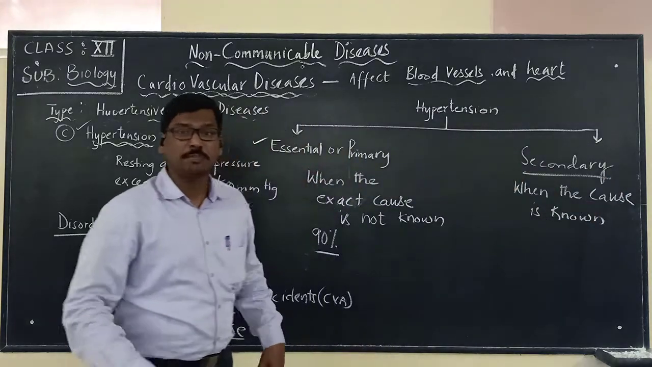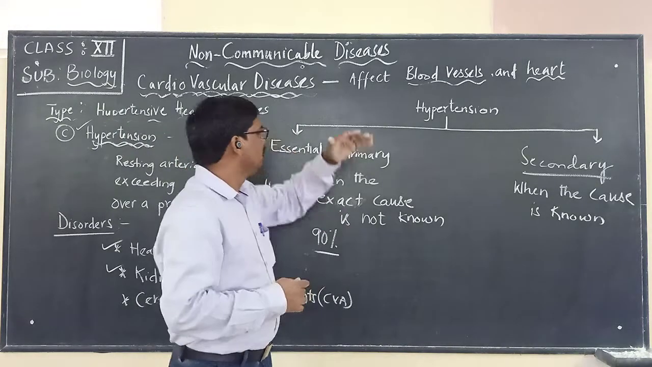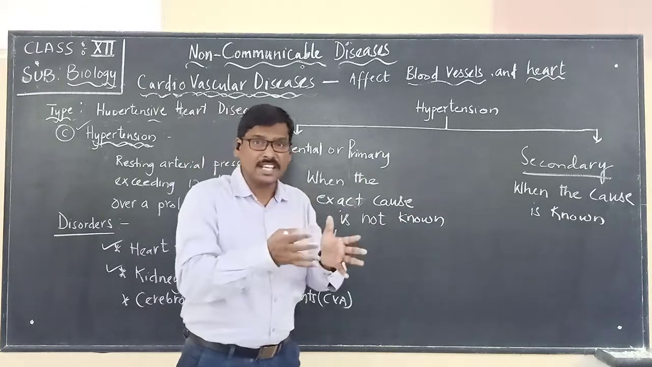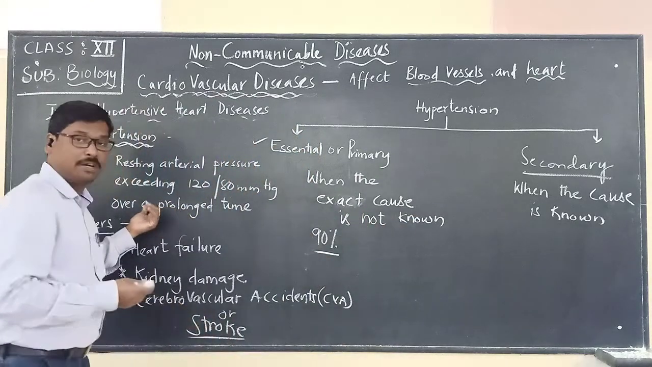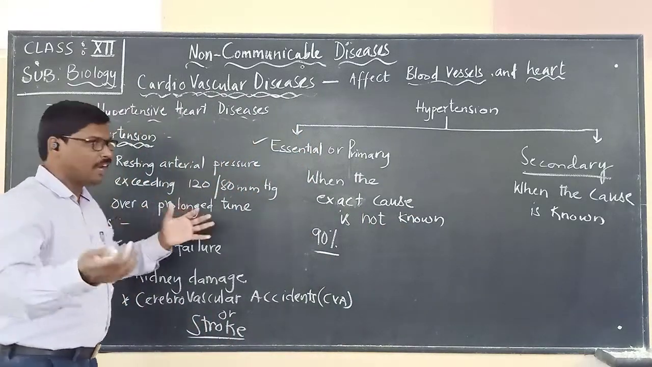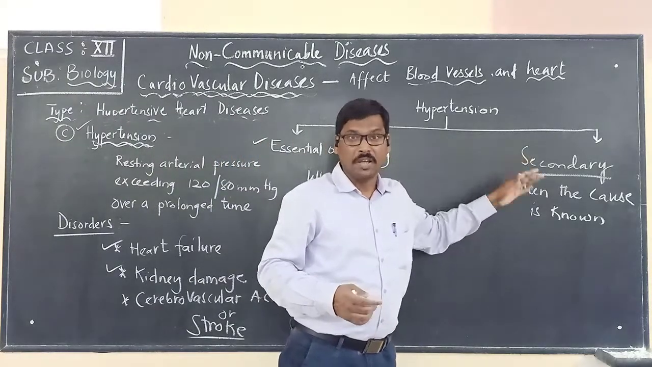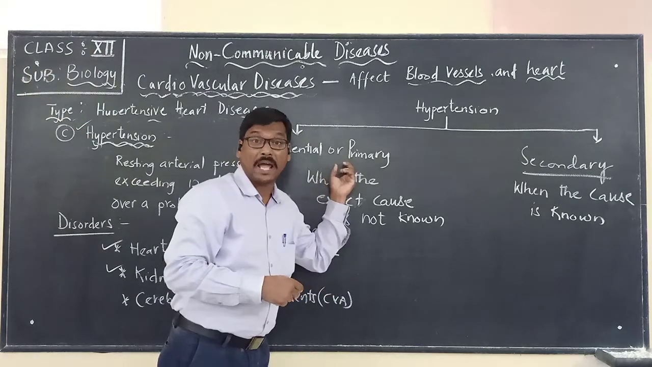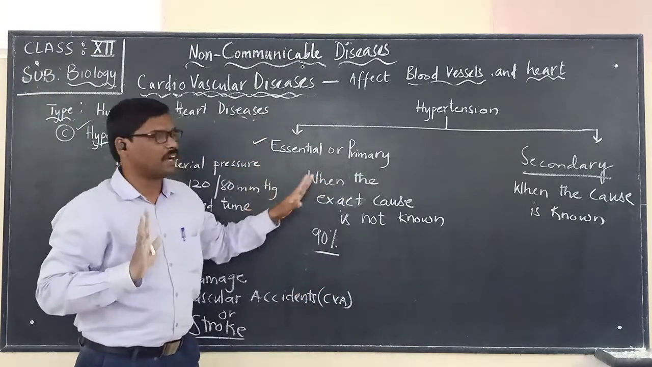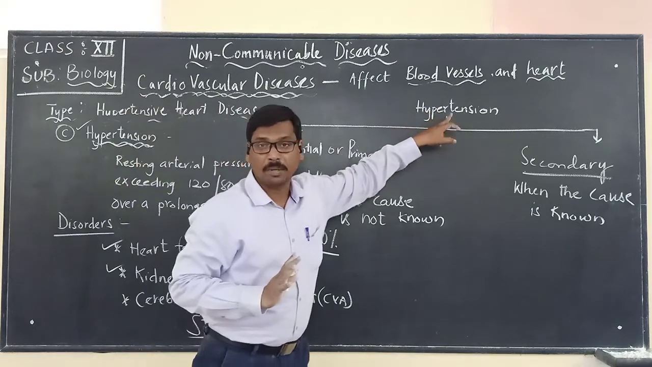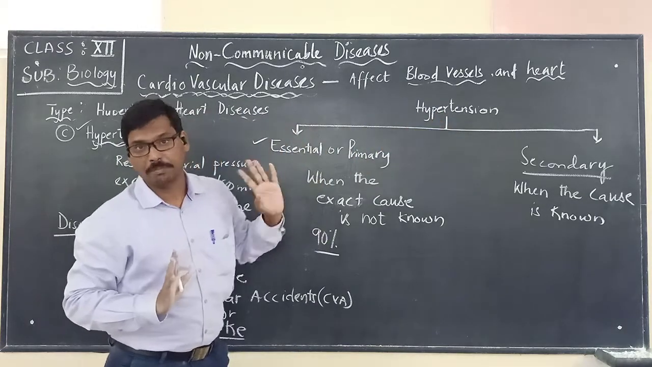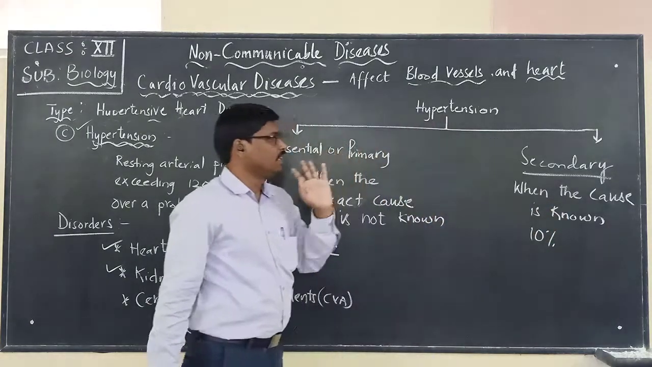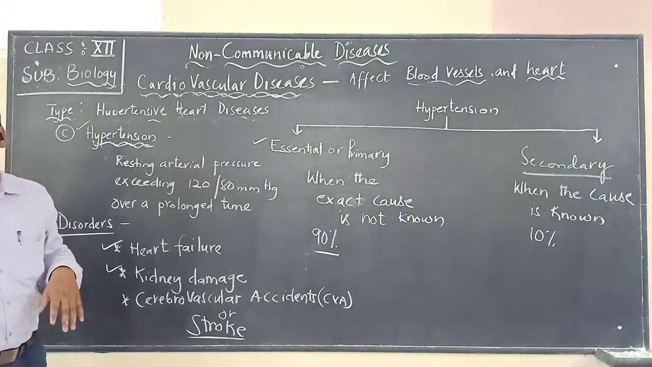Secondary hypertension means we know why the hypertension is being seen in a particular individual. What is the reason behind the increase in high blood pressure? When you identify that, we call it secondary hypertension. When we cannot identify why the blood pressure is rising, we call it primary hypertension. That is the clear meaning we have to keep in mind when we talk about the types of hypertension. Only 10% is secondary hypertension.